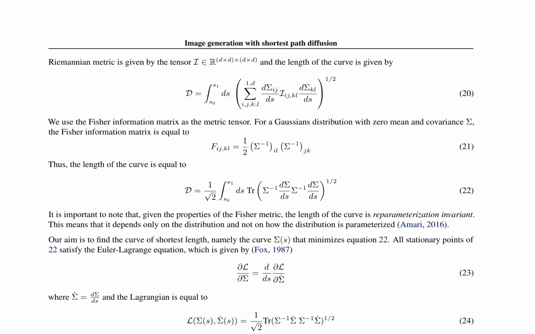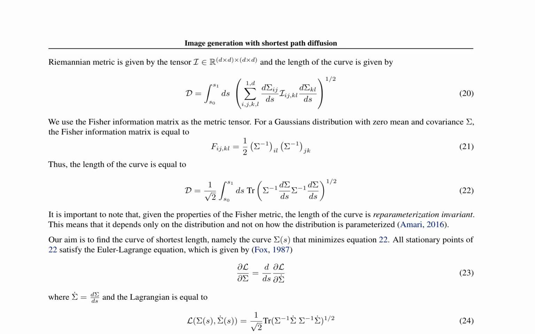The paper discusses image generation using shortest path diffusion, a method that utilizes the Fisher information matrix as the metric tensor to measure the length of a curve in the space of probability distributions. This approach is reparameterization invariant, meaning it depends only on the distribution itself and not its parameterization. The authors aim to find the curve of shortest length, which satisfies the Euler-Lagrange equation, a fundamental principle in calculus of variations. To solve this problem, they define a Lagrangian function and derive an equation for the stationary points of the Lagrangian, which leads to a second-order differential equation.